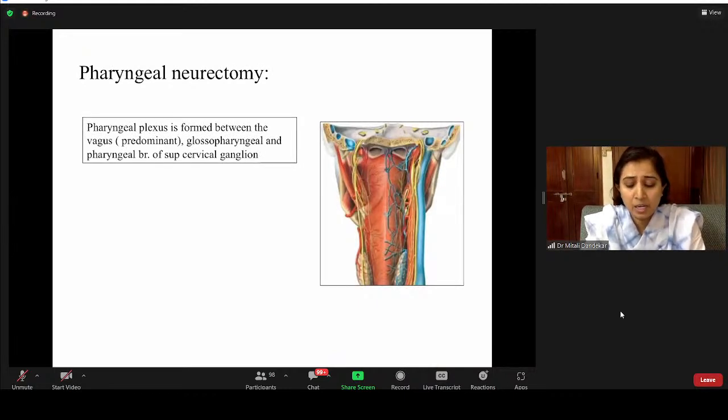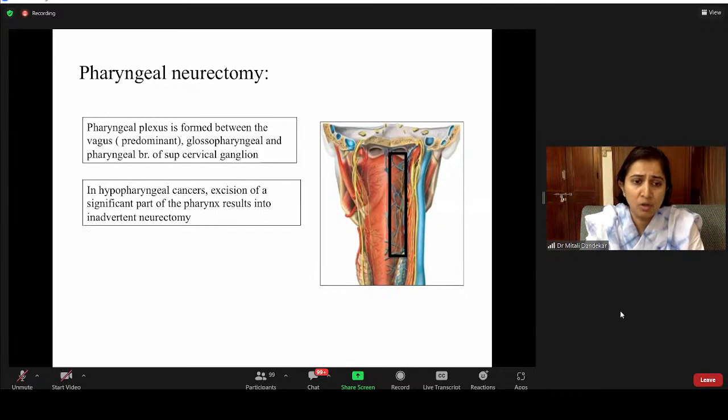The other technique of achieving a good tone is by doing a pharyngeal neurectomy. Now, this pharyngeal plexus is formed predominantly by the vagus and also by the glossopharyngeal and pharyngeal branch of the superior cervical ganglion. In hypopharyngeal cancers, the kind of cancer probably we saw in the case presentation a few minutes back, excision of a significant part of the pharynx would result in inadvertent neurectomy.